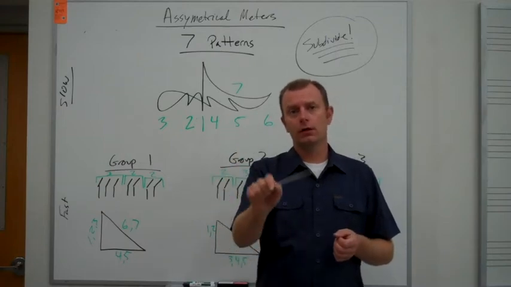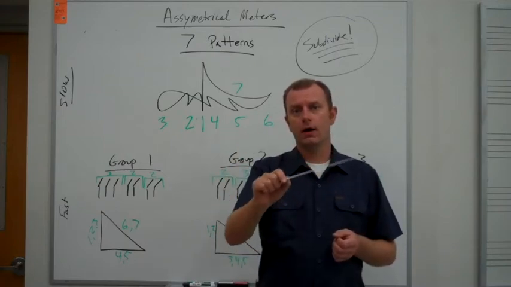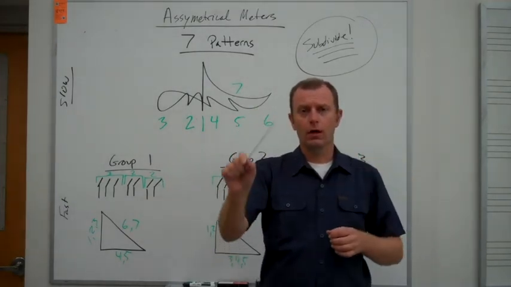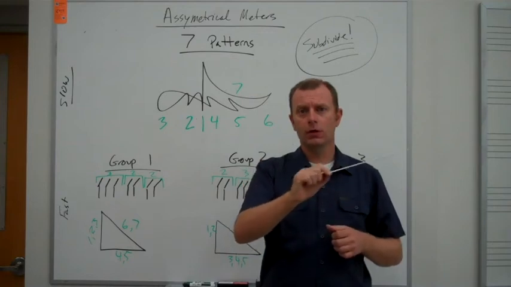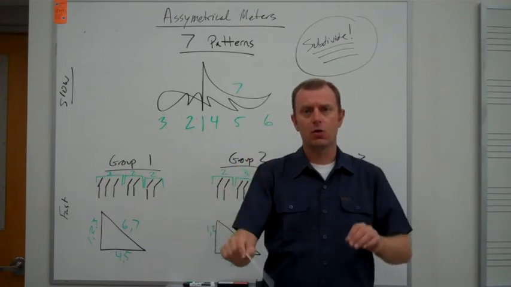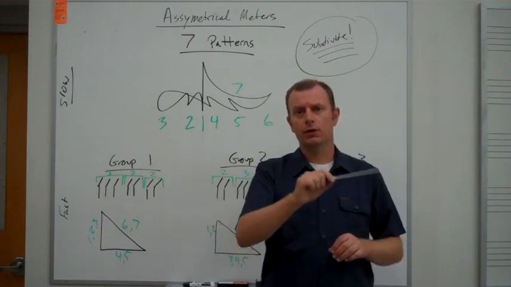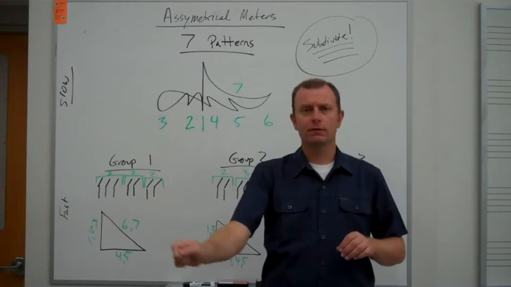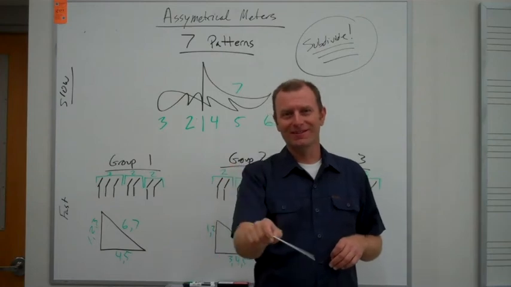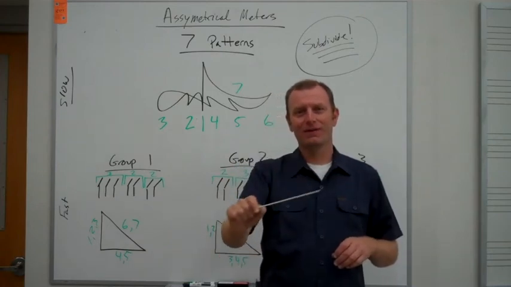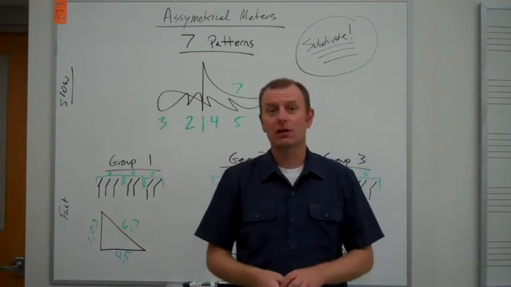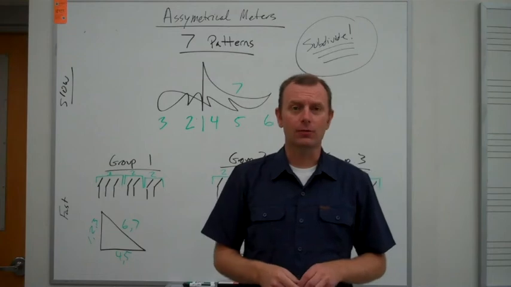One, in, out, out, out, up. One, two, three, four, five, six, seven. One, two, three, four, five, six, seven. My apologies, I missed the last one. One, two, three, four, five, six, seven. That is the slow seven pattern that we use.